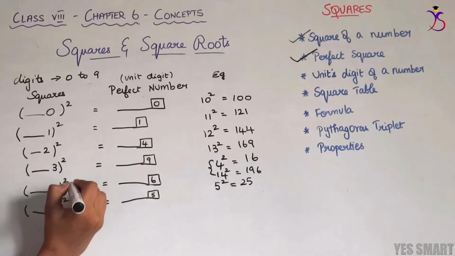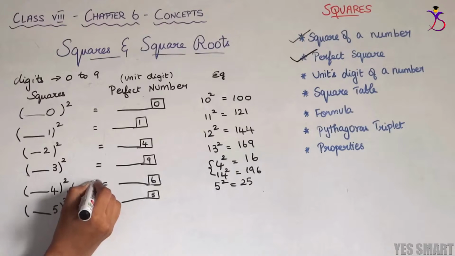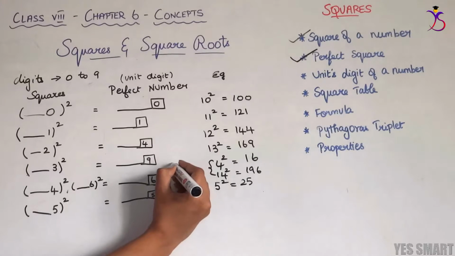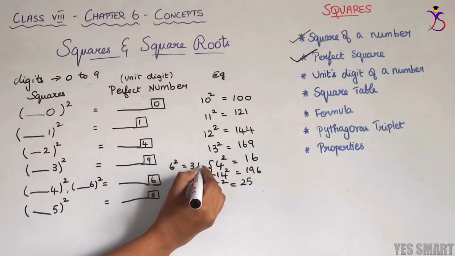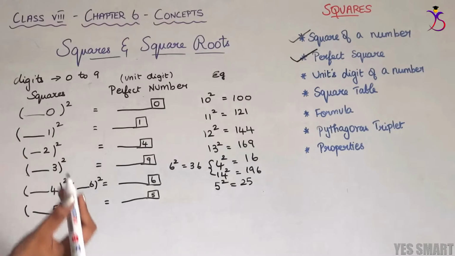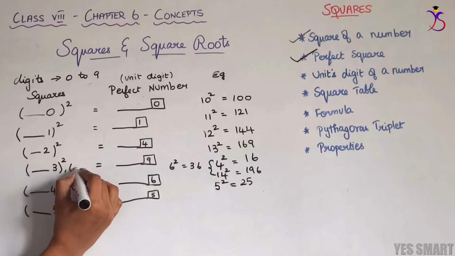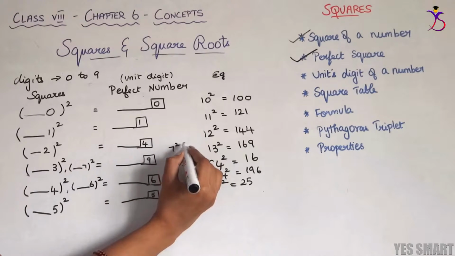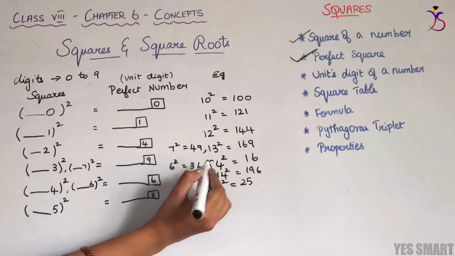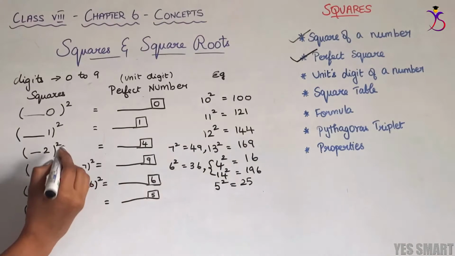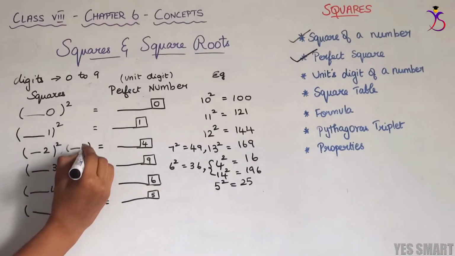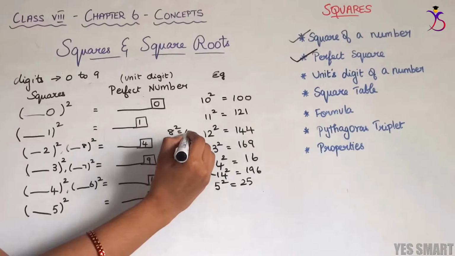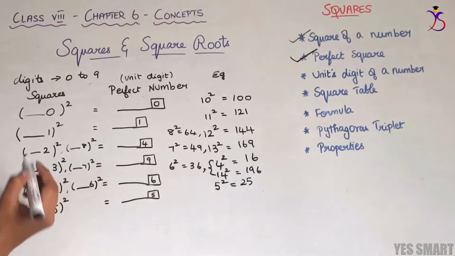Now, on squaring a number whose unit digit is 6, we will have the answer's unit digit as 6 only. For example, 6 square equals 36. Moving on to the next digit, 7. A number ending with 7, if we square it, we will have the unit digit of the answer as 9. For example, 7 square is 49. Moving on to the next digit, 8. Any number whose unit digit is 8, if we square it, we will have the unit digit of the answer as 4. For example, 8 square equals 64.